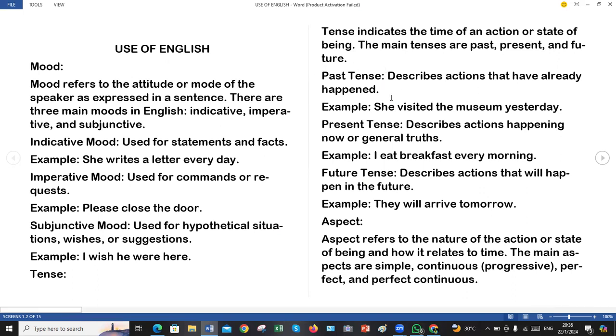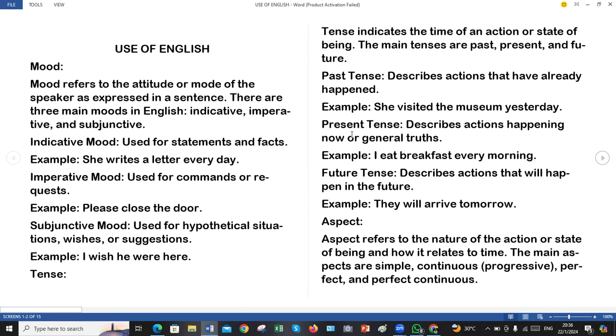So the first one here is past tense. It describes actions that have already happened, just like it says, past. She visited the museum yesterday. If you look at this sentence, which word do you think indicates past tense? Who can tell me? She visited the museum. Visited. Okay, thank you. Visited. So you have ed here.